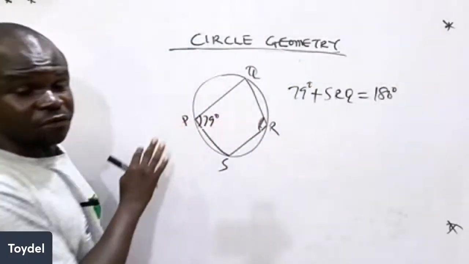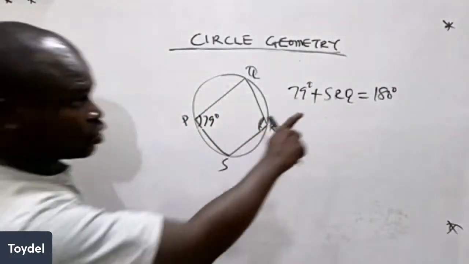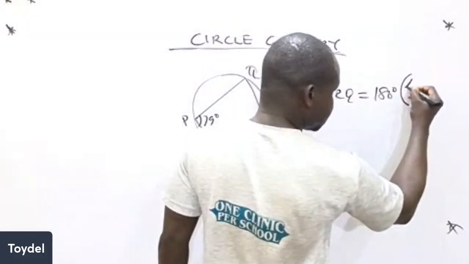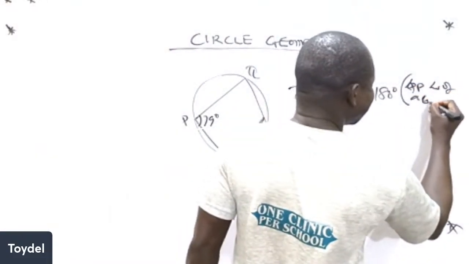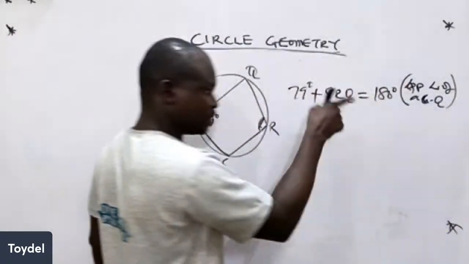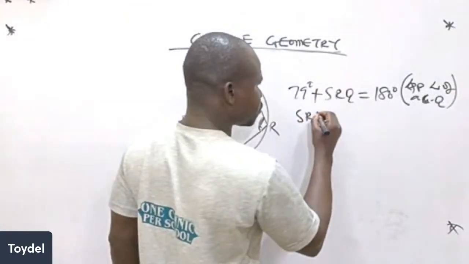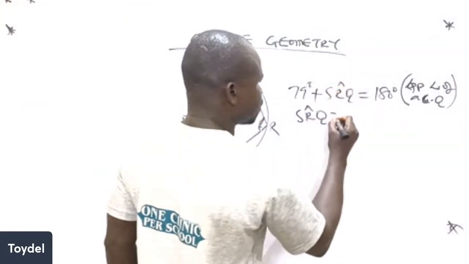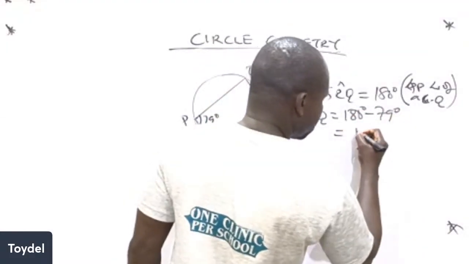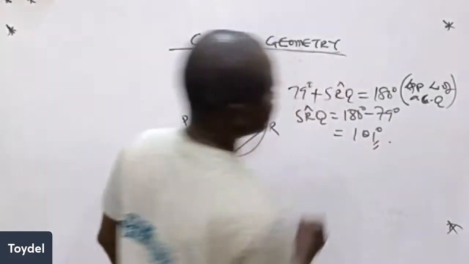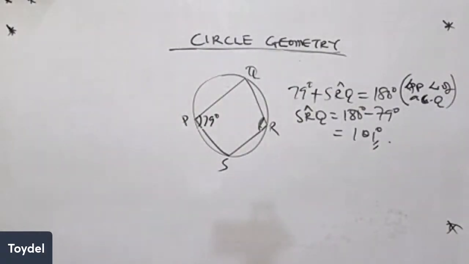But because this is an objective question, you don't need to write it. If this is theory, you must tell us the reason: opposite angles of a cyclic quadrilateral. You have to tell us the reason. Then angle SRQ that we are looking for will be 180 minus 79 degrees. So that will be 101 degrees. That's the answer.